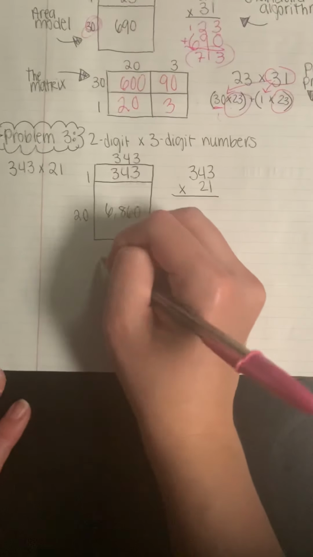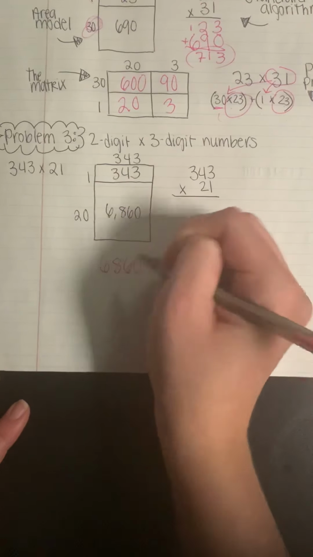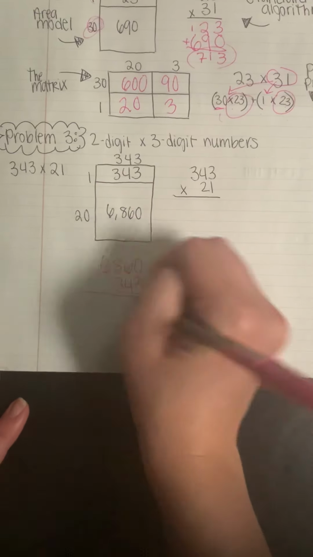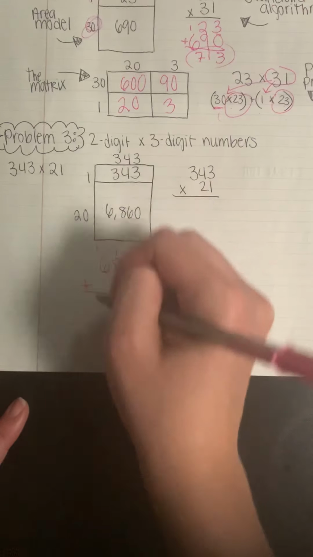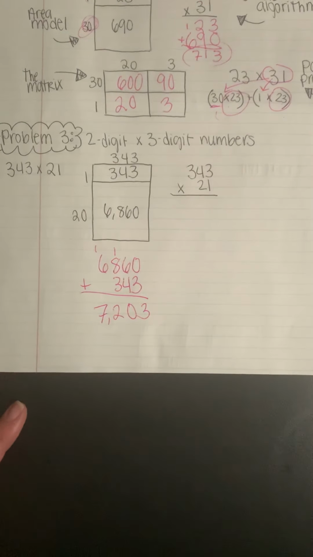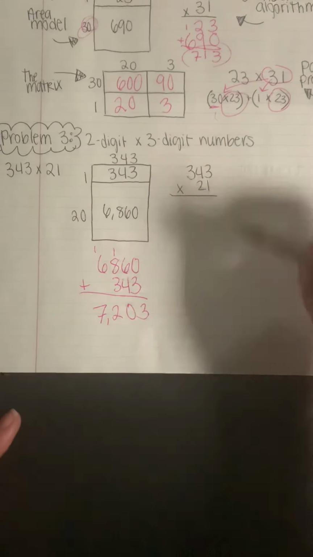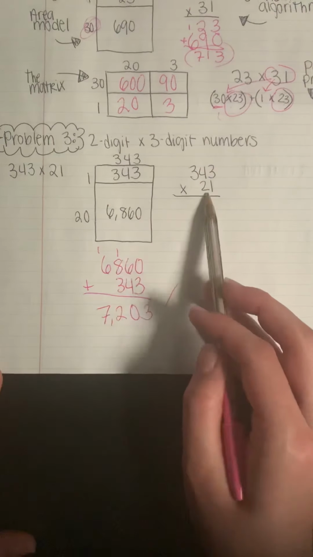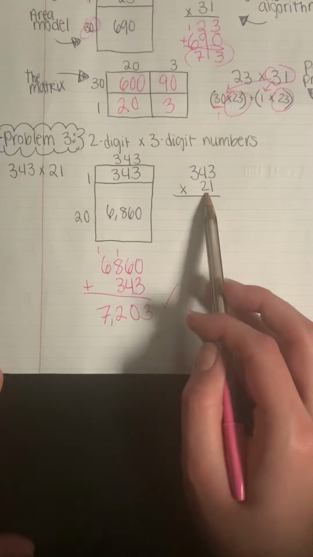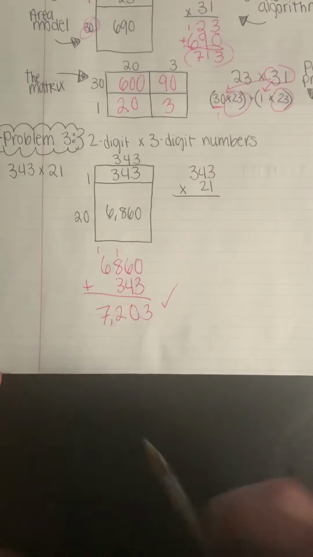And when we add those up, we get 7,203. So using the standard algorithm, let's see if we get that same answer, because using more than one strategy to do a multiplication problem is a really good way to get the answer correct.